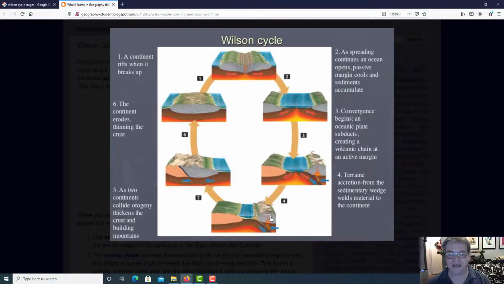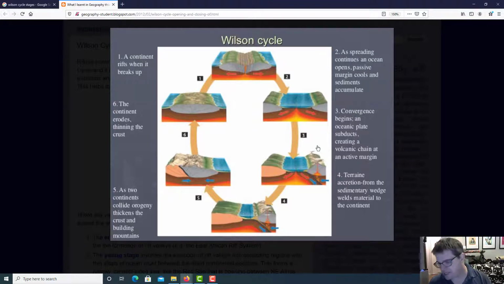And then finally, one plate will be completely consumed, and you have the terminal phase. And when all that ocean material in between has been pushed underneath the continents, they come back together, and you get back to a bunch of continents together. And so this entire thing is called the Wilson cycle.